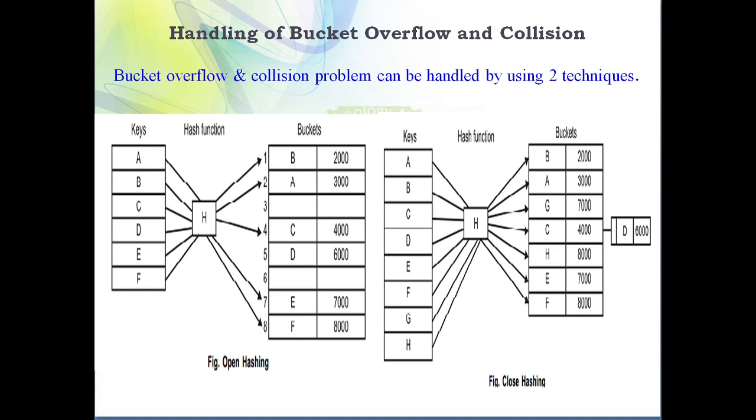So in case of close hashing, what we are going to do, we are creating an extra node and we are attaching it to the original node by means of a linked list. So here you can see, by means of a linked list I have created a new node, and there I have placed search key D and attached it to bucket number 4. So this is the concept of close hashing.